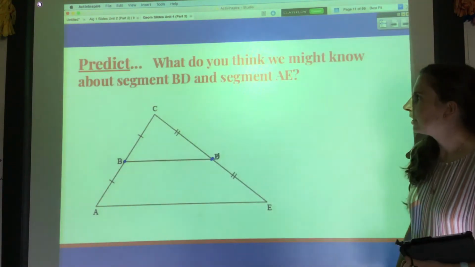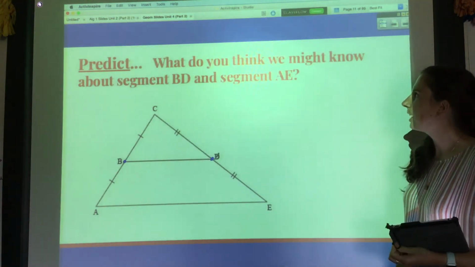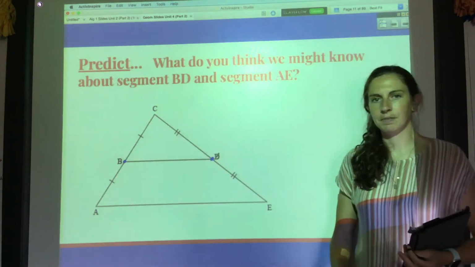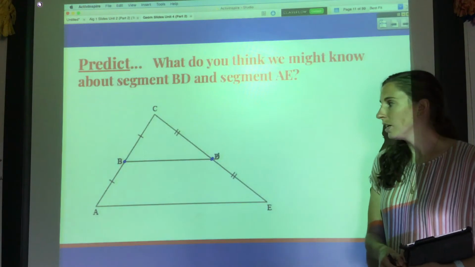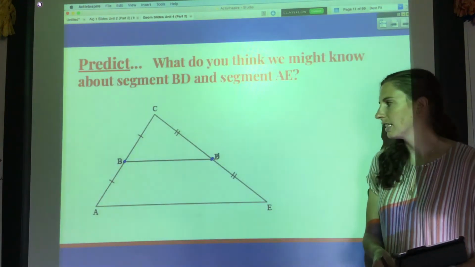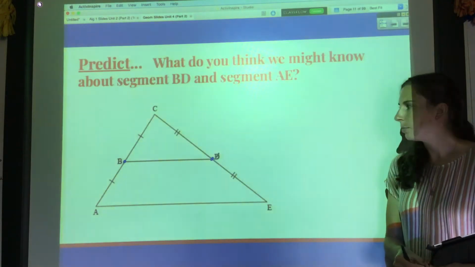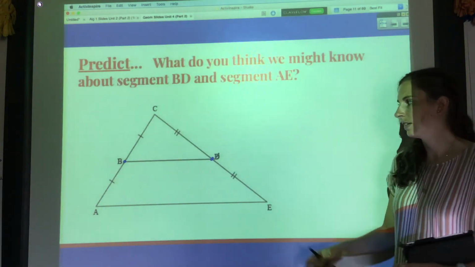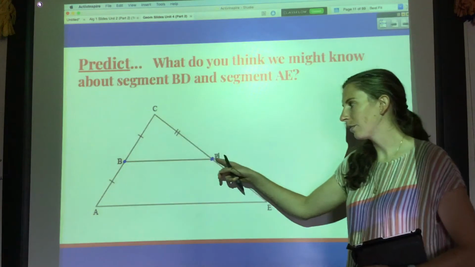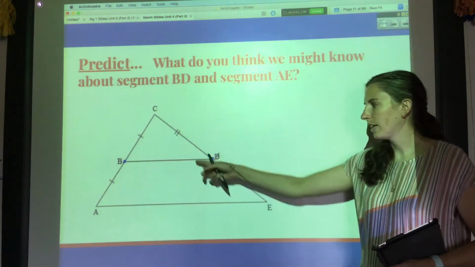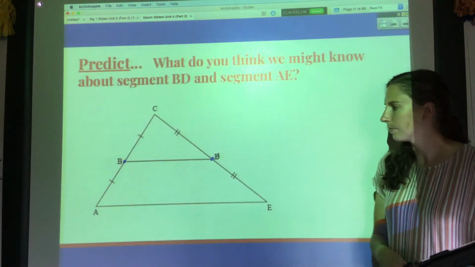So take a minute and predict, what do you think we might know about segment BD versus AE? One thing you might know based on previous stuff is that they are parallel to each other. And then also think about their lengths. What do you think the length of BD is compared to AE? Like if AE was like 20, what do you think BD would be? Just kind of looking at that.